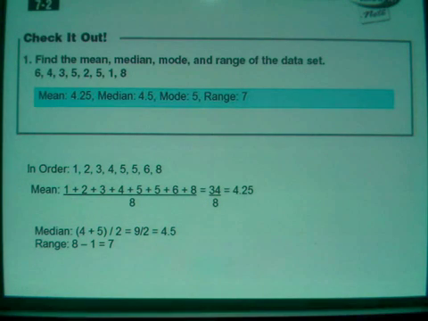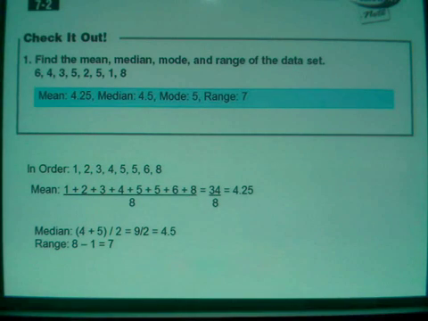Okay, in our final question here, they're asking us to find the mean, the median, the mode, and the range of the data set. As you can see at the bottom of the screen, something you've become accustomed to is me putting the numbers in order from least to greatest. Once I put the numbers in order, it's definitely easier to find certainly the median.